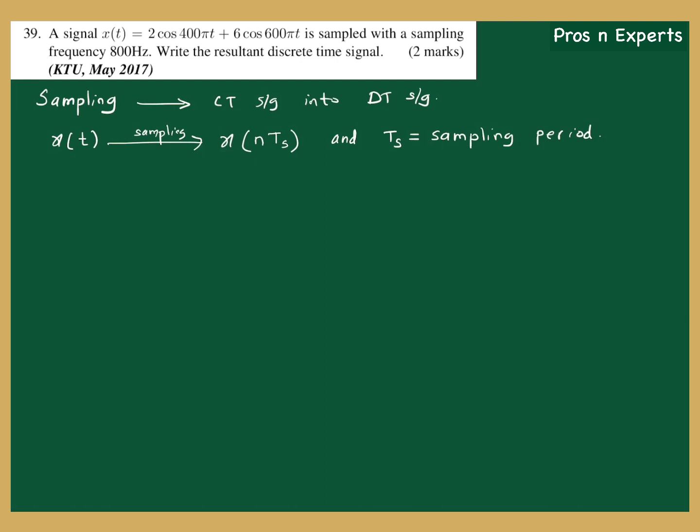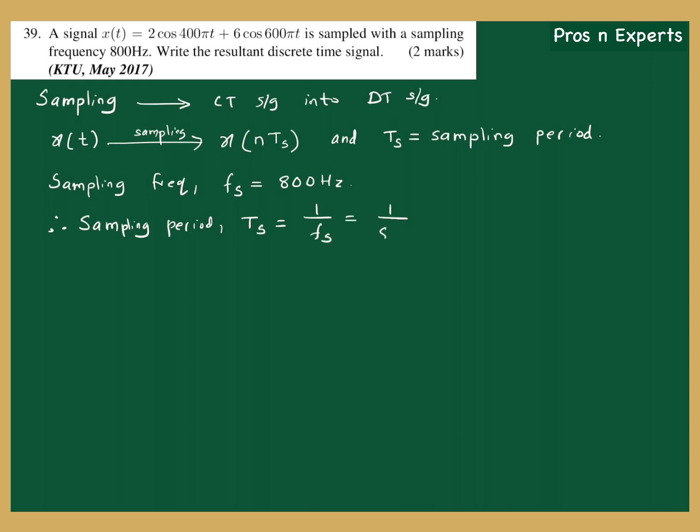So in the given question, you are given an x of t and it is specified that sampling frequency fs is 800 hertz. So what is the sampling period, denoted by ts? What is the relation between fs and ts? It is a reciprocal relation. So ts is 1 by fs, that is 1 by 800 seconds.